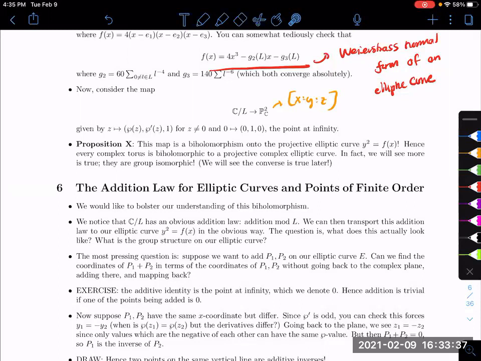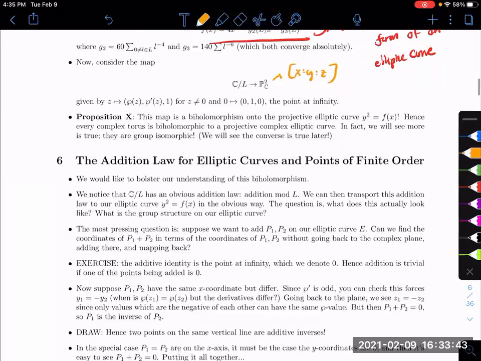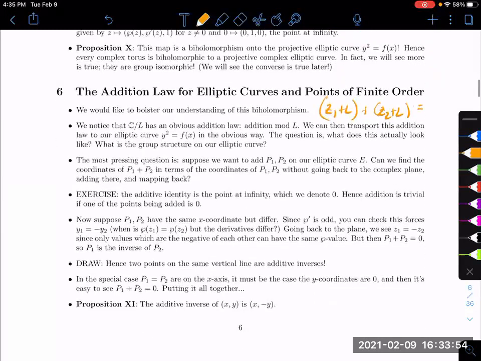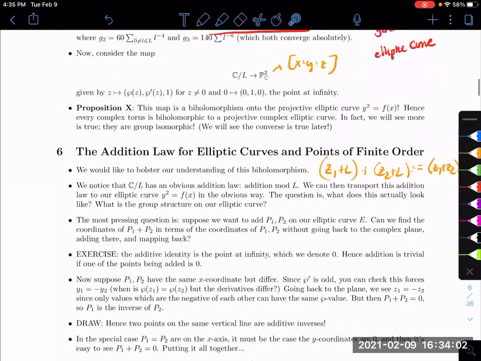Because here's the thing, C mod L has a stupid addition law on it, right? You can just do addition mod L. Like if I take Z1 plus L and I add it to Z2 plus L, well, I can define that to be Z1 plus Z2 plus L. And you can check this is well defined, there's no problem. So there's an addition law over here.